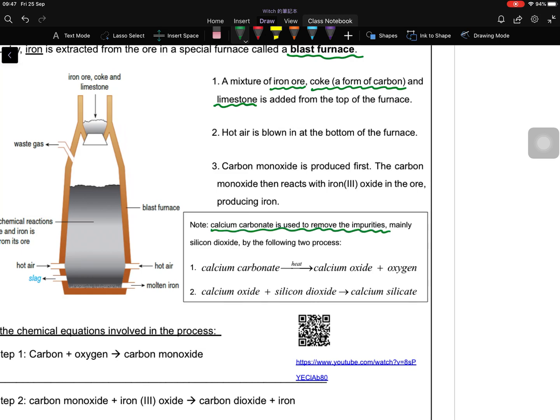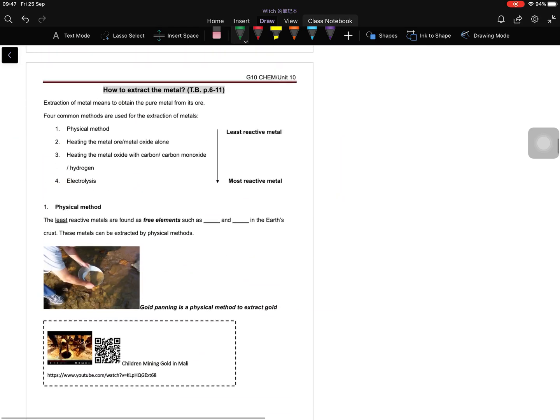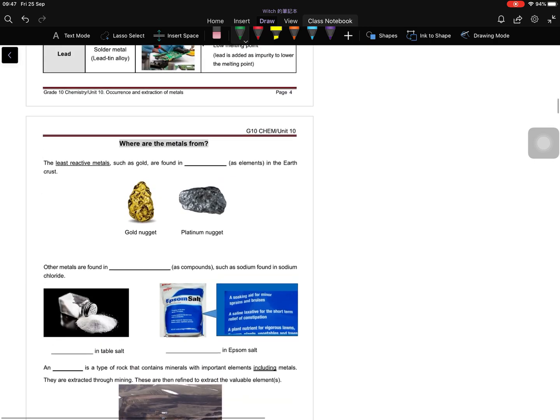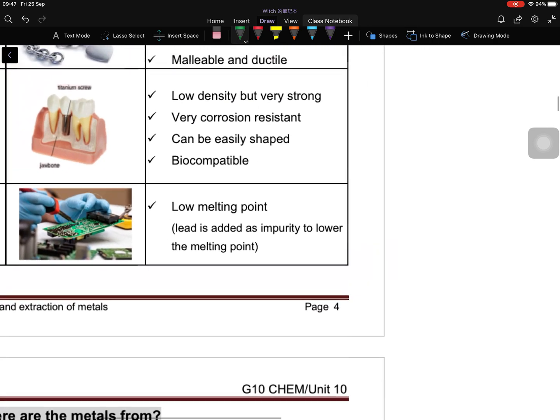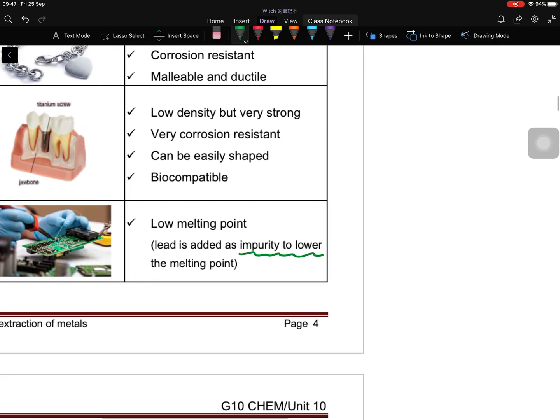The second idea is limestone is added to the mixture as an impurity to lower the melting point of the ore, because if impurity exists, then the melting point will drop. You have this idea already. Here it shows the impurity can be used to lower the melting point.